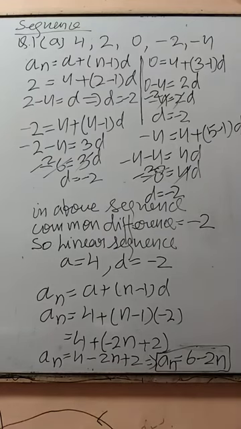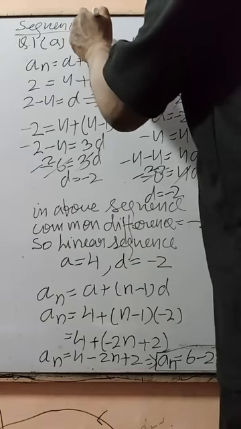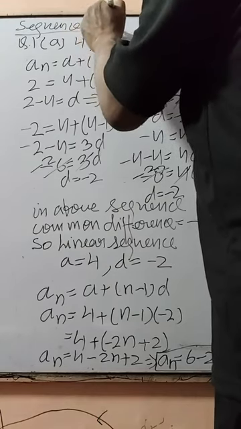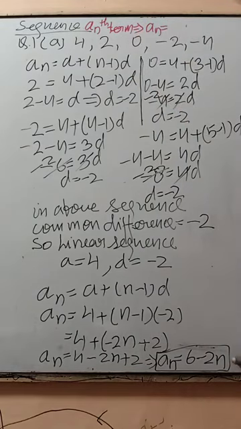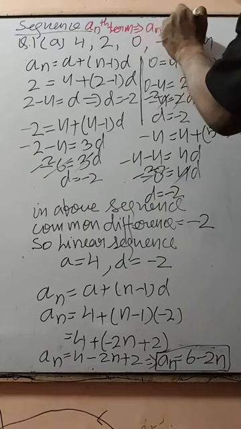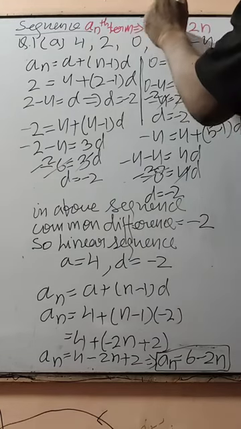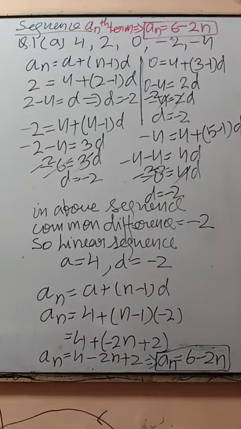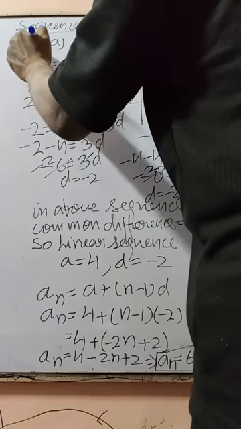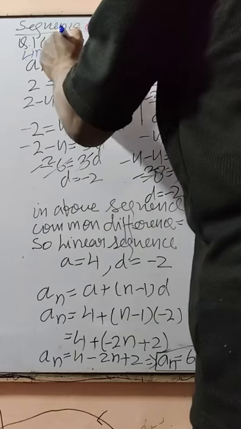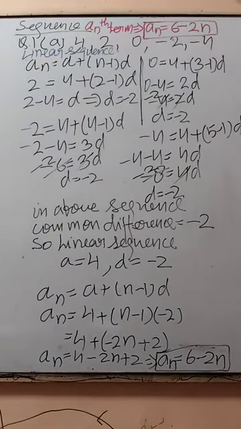So the nth term for the given sequence is an is equal to 6 minus 2n, and this is the linear sequence we have. Okay, this was part 1.